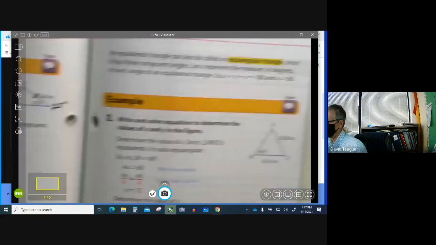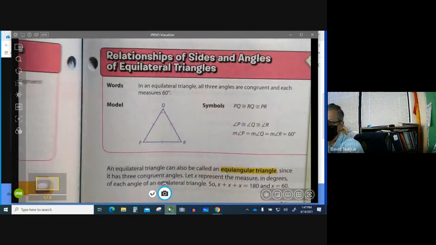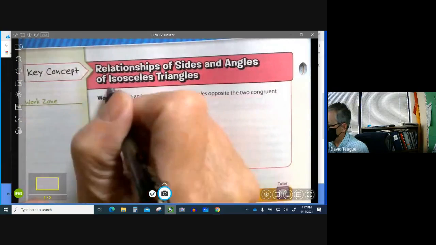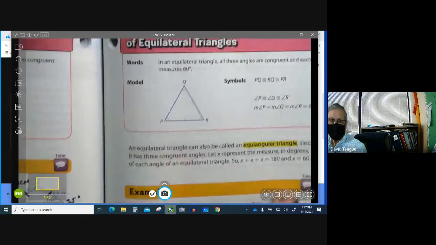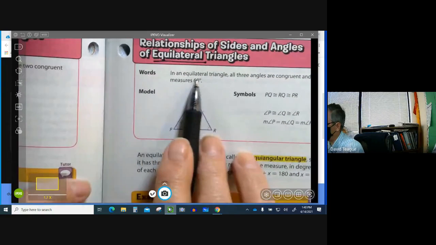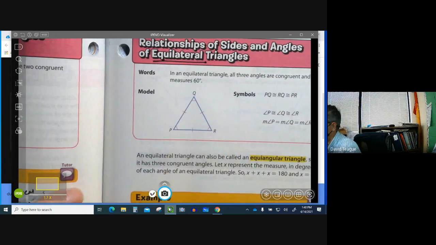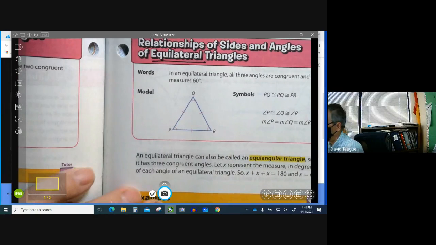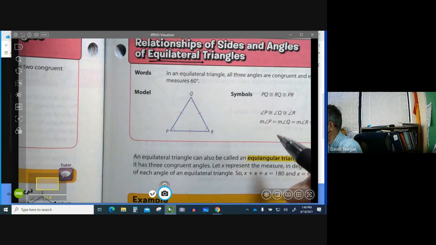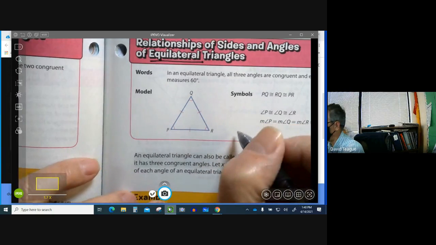Okay, let's move on to the next page. Now we're talking about relationships of sides and angles of equilateral triangles. Over here, we were talking about isosceles triangles. Here, we're talking about equilateral triangles. In an equilateral triangle, all 3 angles are congruent and each measures 60 degrees. If you remember, the sum of all the angles in a triangle equals 180 degrees.